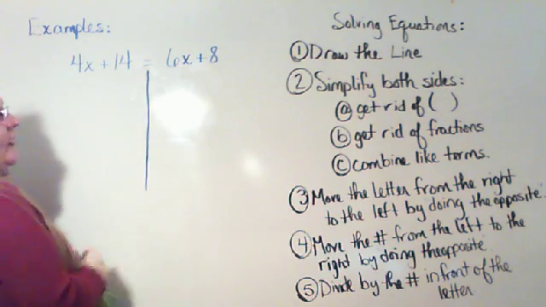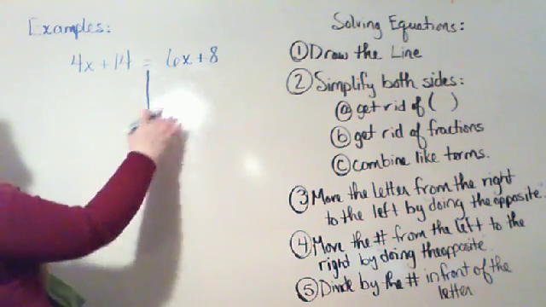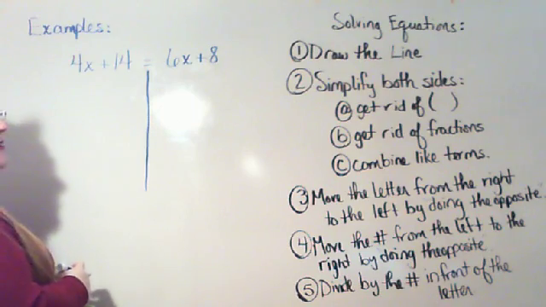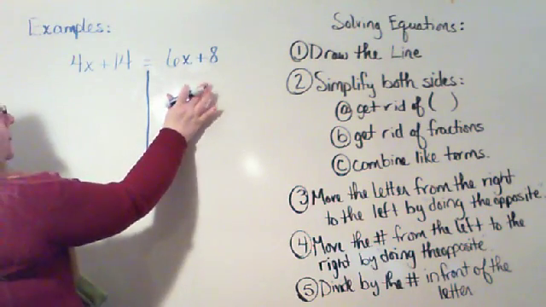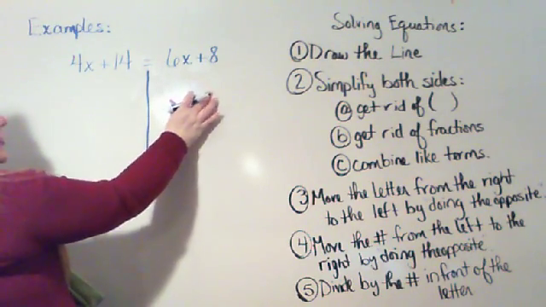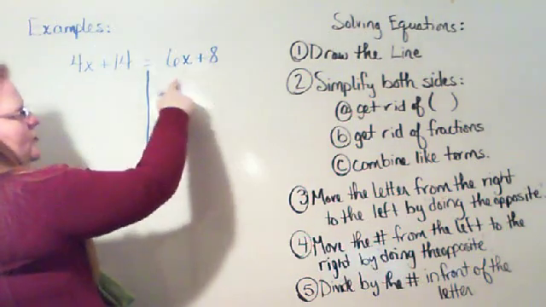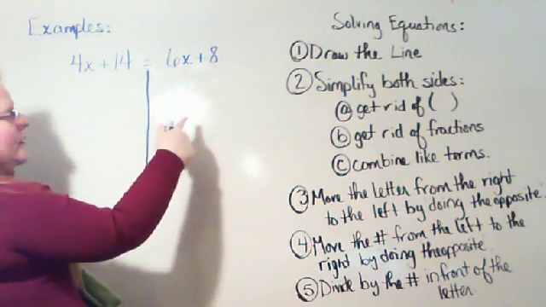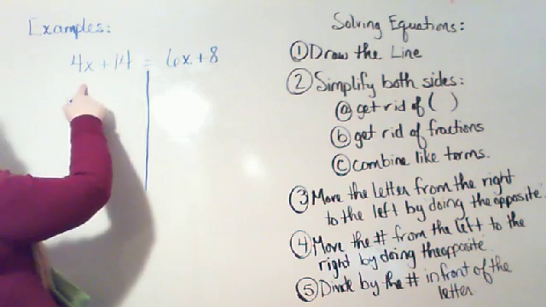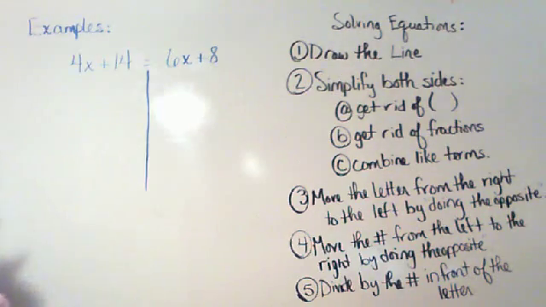And then I need to simplify both sides. I don't have any parentheses. I don't have any fractions. So do I have like terms? Are there numbers over here? No, there's only one number. There's only one letter. So we're good on this side. Only one number and only one letter. So we're good on that side. So that should be fine.